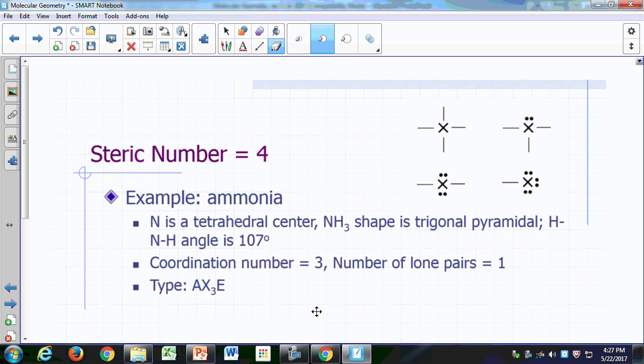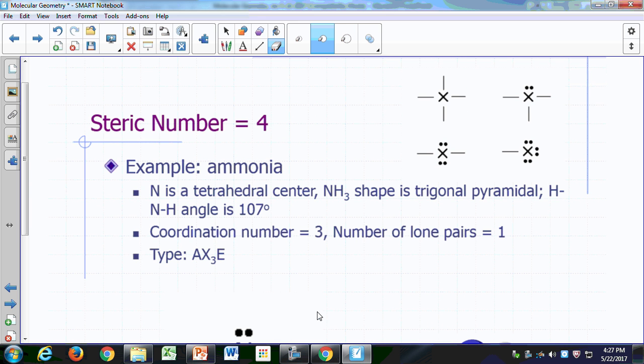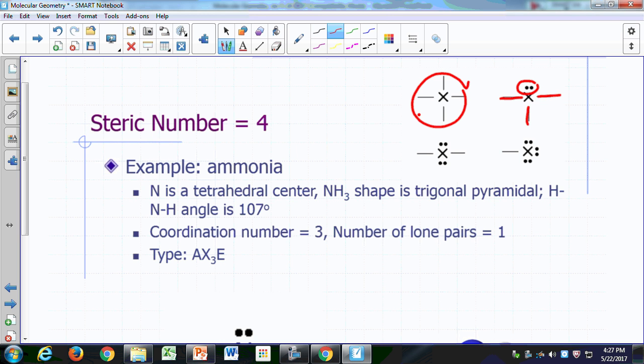Now, what if one of those 4 groups doesn't have an atom on the other side? So methane is like this. You can have a situation where 3 of the groups are single bonds, and the 4th one is a lone pair. So methane, you would say, is type AX4. Okay, central atom A with 4 atoms attached to it. Ammonia is an example of a tetrahedral center. Again, steric number is still 4, with a lone pair.